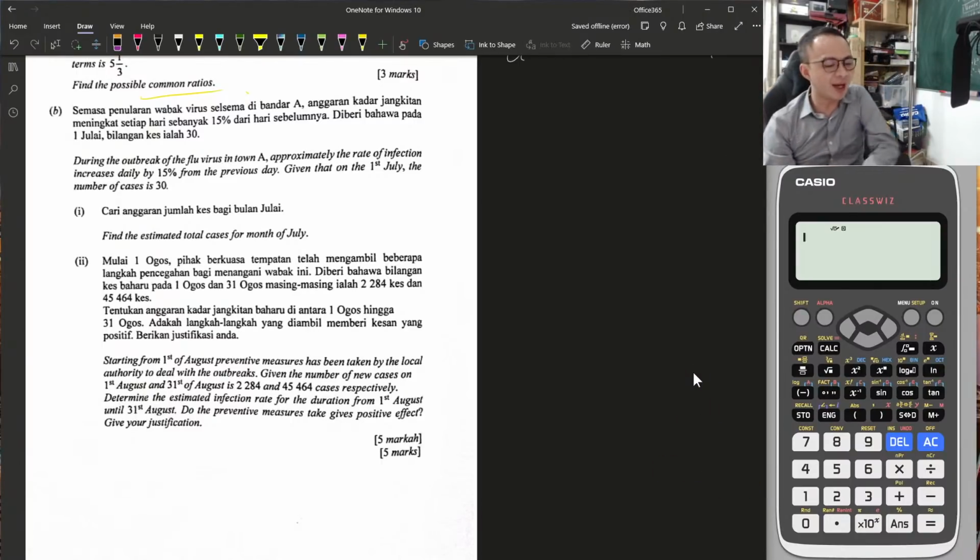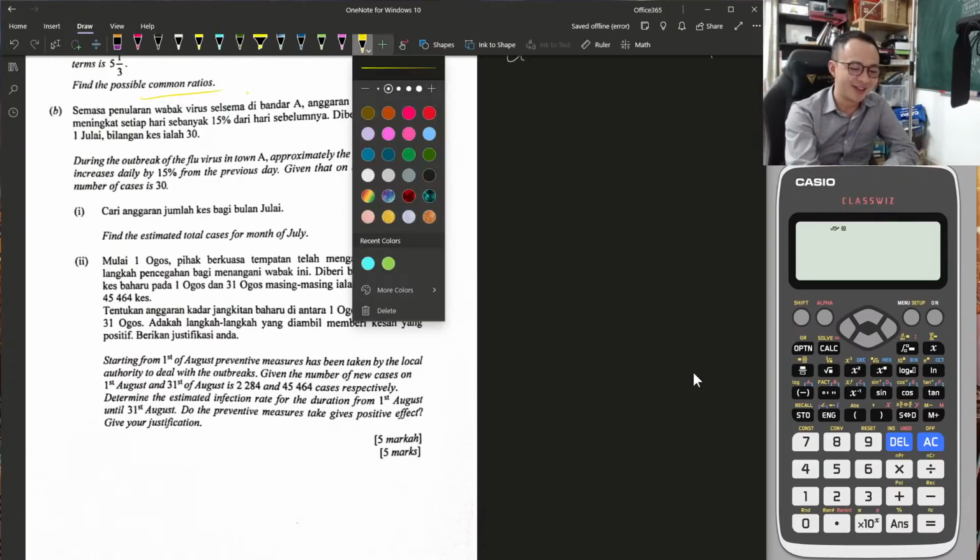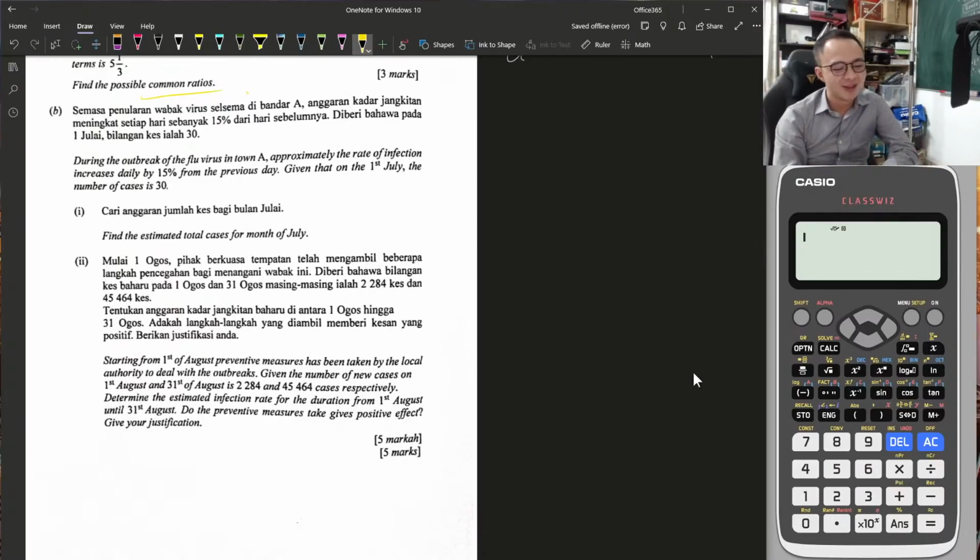During the outbreak of the flu virus, I guess they somehow don't want to say this is a COVID virus. They just say it's some flu virus in the town. Approximately the rate of infections increases daily by 15% from the previous day. So basically every day the number will increase 15%. Given that on the 1st of July the number of cases is 30, find the estimated total cases for the month of July.